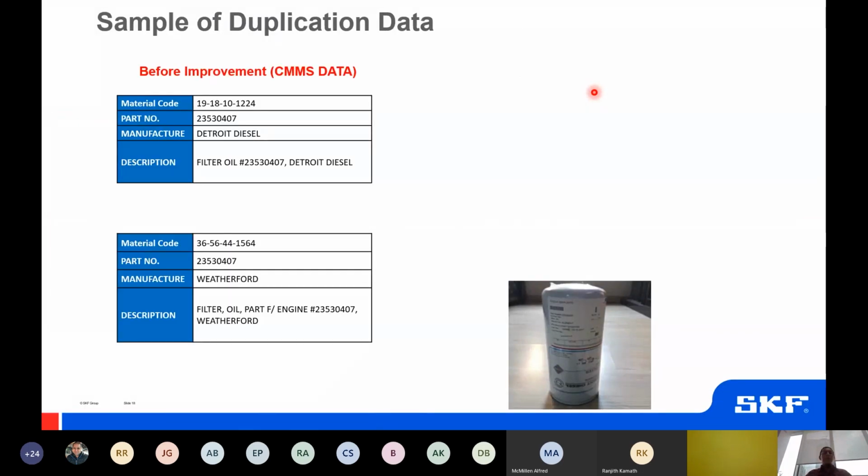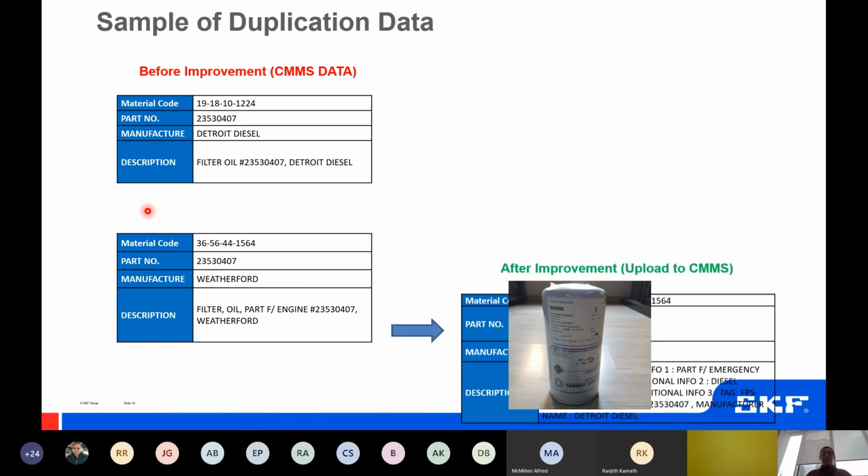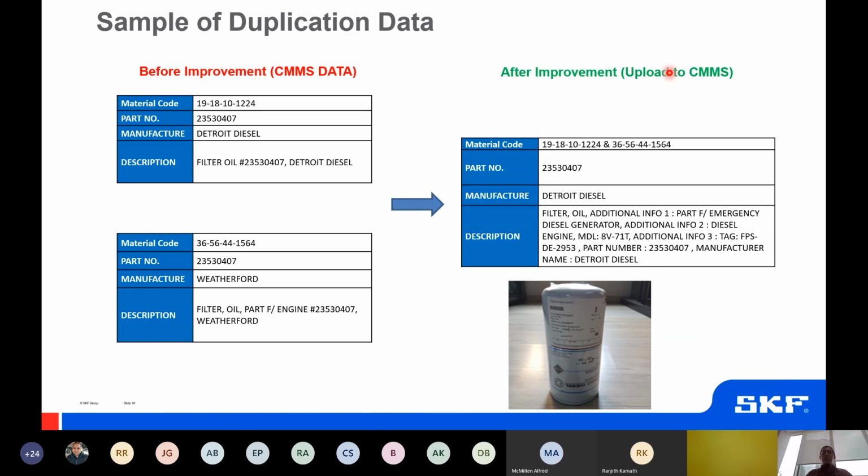And this is typical duplication data before improvement. Okay, so this is 2 data records that we collected from a CMMS, any CMMS. And then after we improve, it might come down to one code. So the material code can be merged or used as one code, and the other code can be shut off.